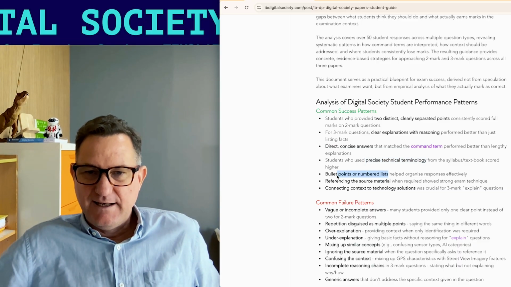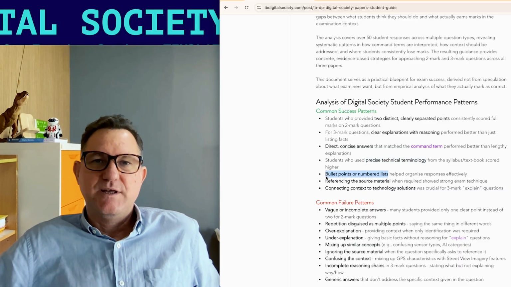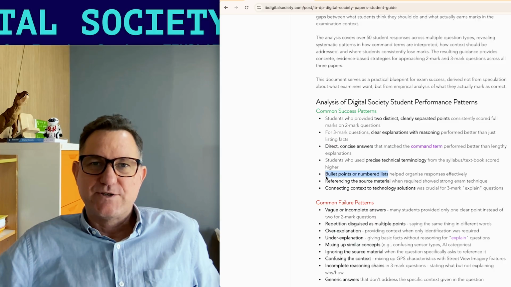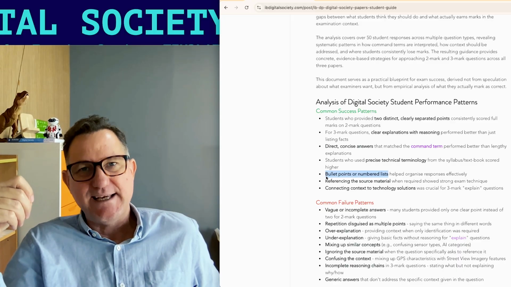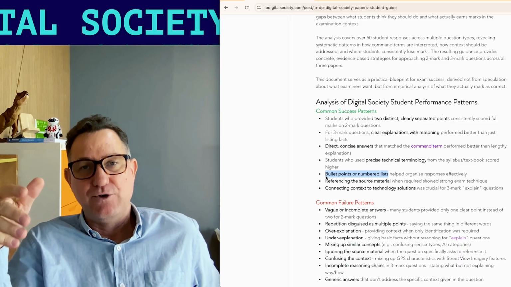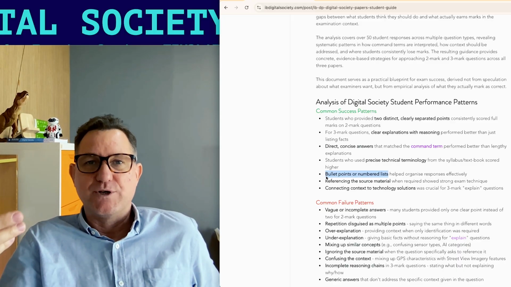Bullet points and lists. Just to remember, think about your examiner. They want to whiz through and mark your exams quite swiftly and quickly. So if you've got some numbers, lists, or bullet points, it makes it easy for them, and you're getting straight to the point. It also crafts the way you respond as well.